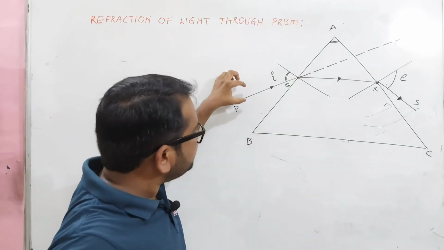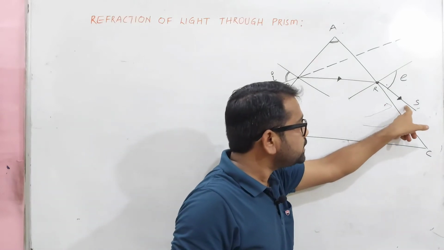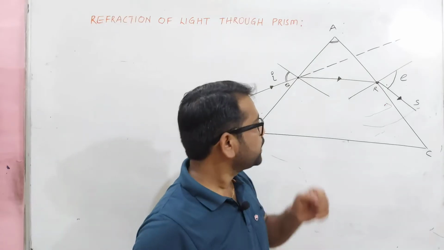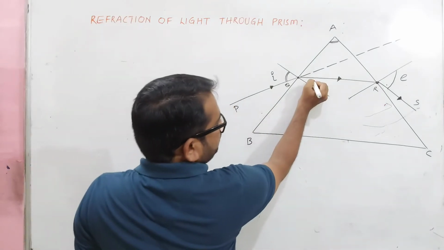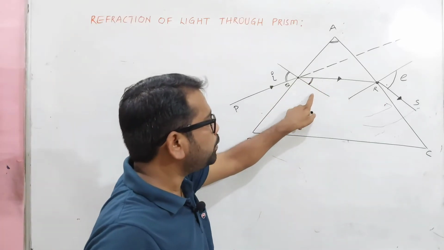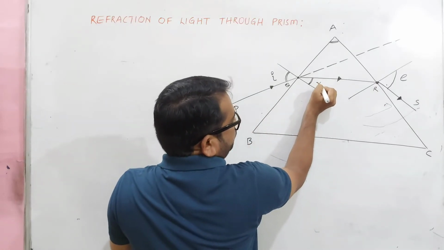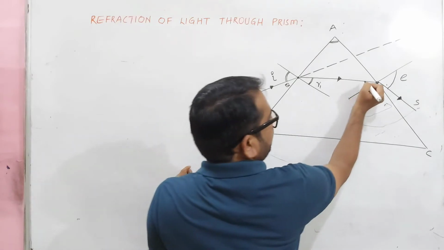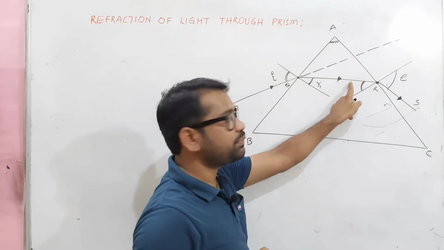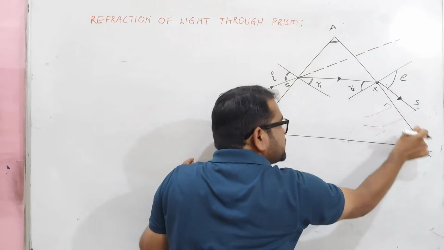Children, the angle between incident ray and normal is called angle of incidence, whereas the angle between emergent ray and normal is called angle of emergence. Now, dear children, look here. This is the angle between normal and refracted ray at the first surface. So it is taken as the first angle of refraction, whereas this is the angle between normal and the refracted ray, the angle of refraction at the second refracting surface.